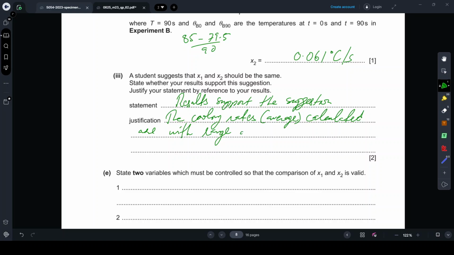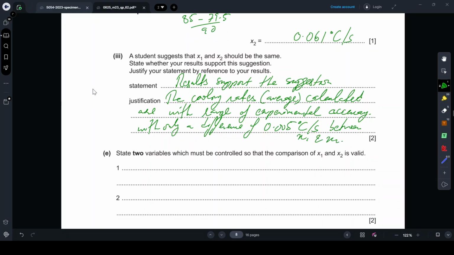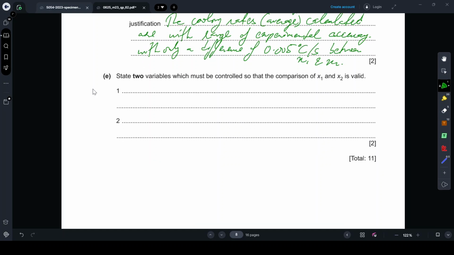So they're within the range of experimental accuracy, with only a difference of 0.005 degrees centigrade per second between x1 and x2. All right, state two variables which must be controlled so that the comparison of x1 and x2 is valid.